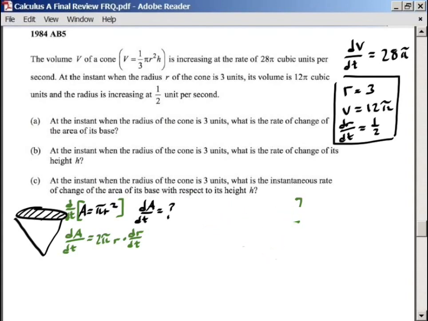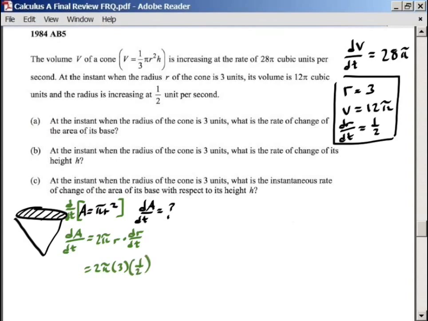So that's what we're doing. We're implicitly deriving when we're doing related rate problems. So, do I know what r is, and do I know what dr over dt is? Yeah, I do. Look, check out the problem. R is 3, and when r is 3, we know the rate is 1/2. So we just got to plug that stuff in. So we have 2 pi, and r is 3, and dr over dt is 1/2.